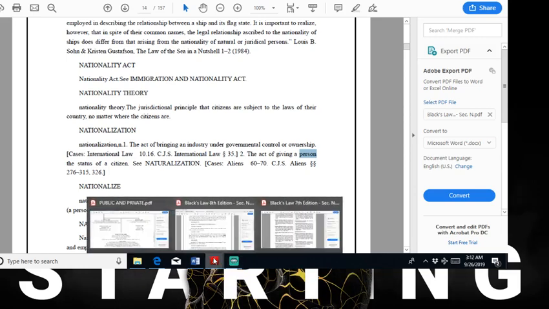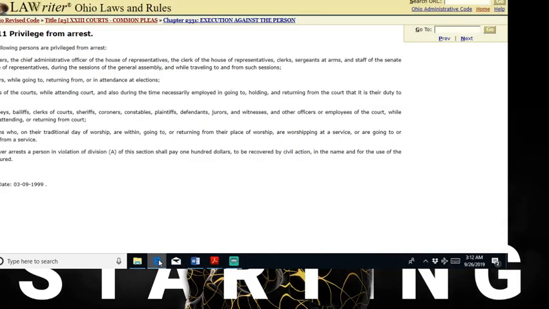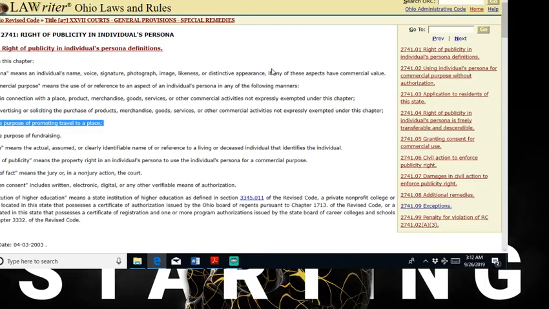Now let's go into something. Even with the right to travel, I'm gonna show you something under this state code. Now this I missed it. It was right in my face last time. Now persona means an individual name, voice, signature, photograph, image, likeness, or distinct appearance if any of these aspects have commercial value. So you get commercial value by contract. Remember, common law is contract. And then it says also for the purpose of promoting travel to a place. They tell you how to get your remedy.